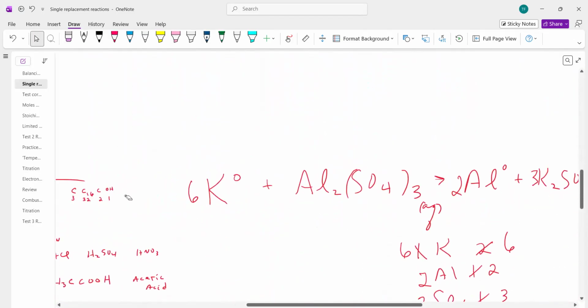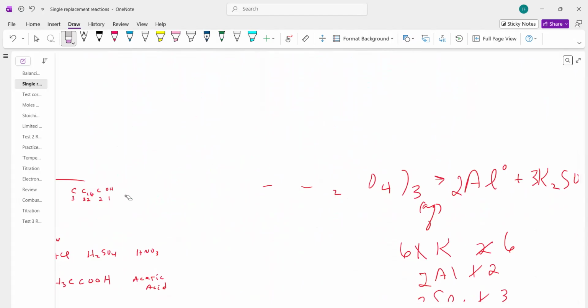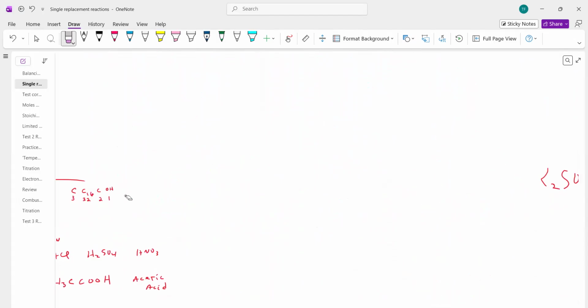Now you're going to have to be balancing equations with a write-up. So the first thing is you write it out and ask yourself, is the metal above the salt? If it is, then you're going to have a reaction. If it isn't, it's going to be no reaction. All right, so let's take aluminum metal, and let's throw it in some acid. Sulfuric acid.